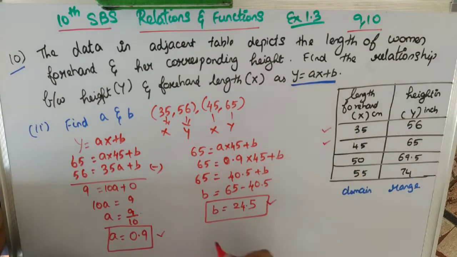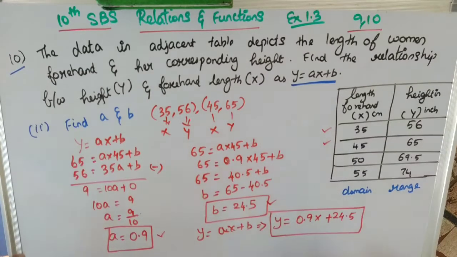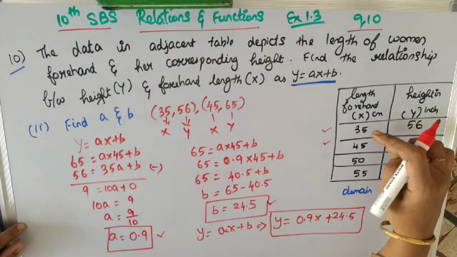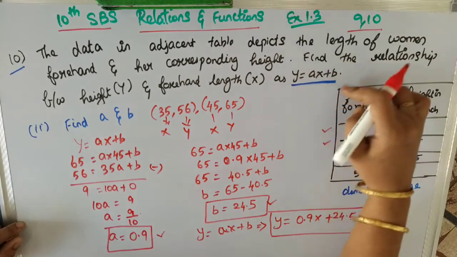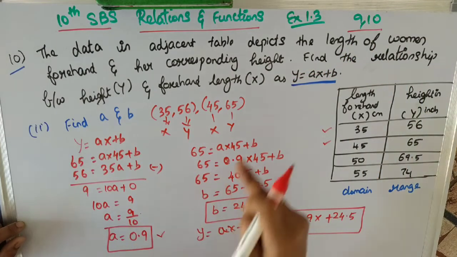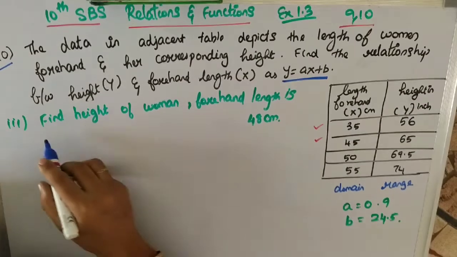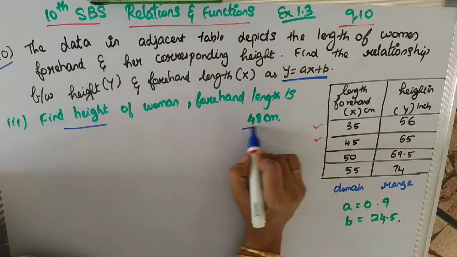Okay. So now the relation is y is equal to ax plus b, isn't it? So I am substituting the values of a and b in this relation. So y is equal to 0.9x plus what is b? 24.5. Clear? Now to find that, I have taken the two ordered pairs, substituted them in y, and found two equations. Then subtracting, I got a. And in the equation I have substituted a and found b. Clear? Now let's move to the third question.